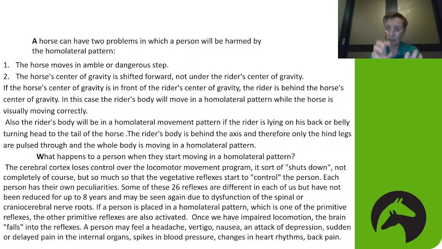The center of gravity is not under the center of gravity of the rider, and all movement from the body of the horse to the body of the rider, all these movements will come to the body of the rider in homolateral pattern.